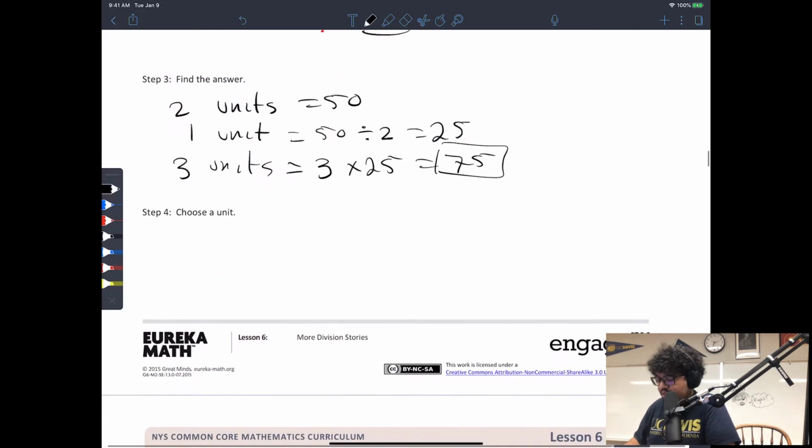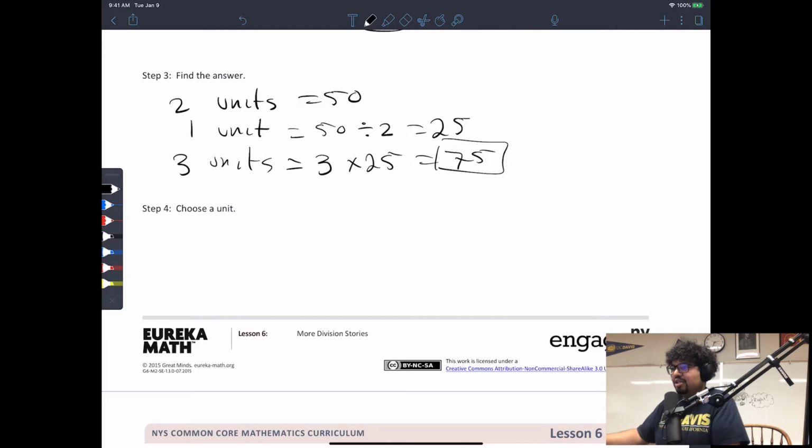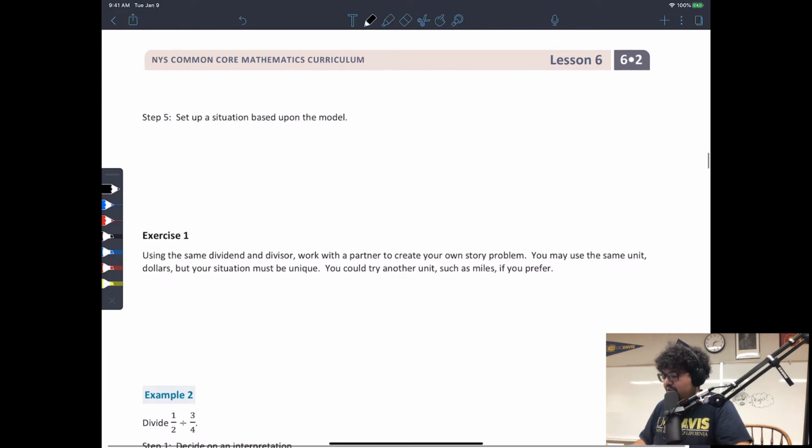Okay, and then step number 4, choose a unit. Here, you can choose any unit of measurement that you like to create a story or create a situation. Let's just go ahead for our purposes and select dollars as our unit of measurement. And then step 5, set up a situation based upon the model.